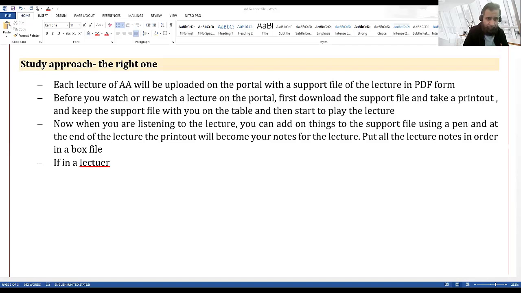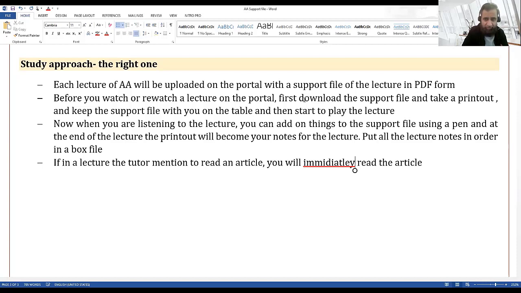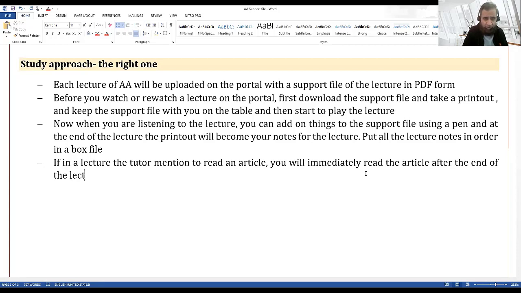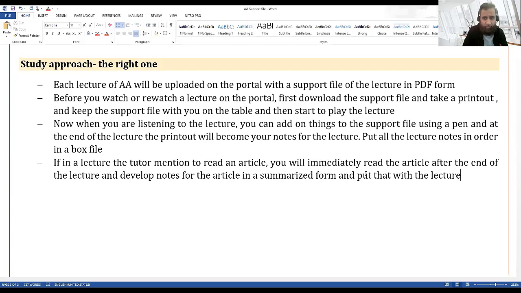If in a lecture the tutor mentioned to read an article, you will immediately read the article. Immediately read the article after the end of the lecture, and develop notes for the article in a summarized form and put that with the lecture file. Put that with the lecture file in the box file.